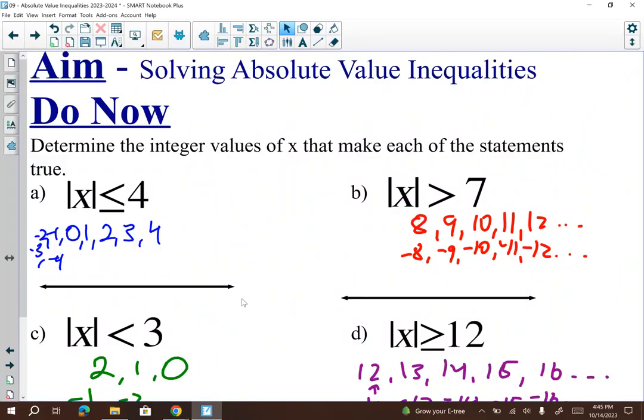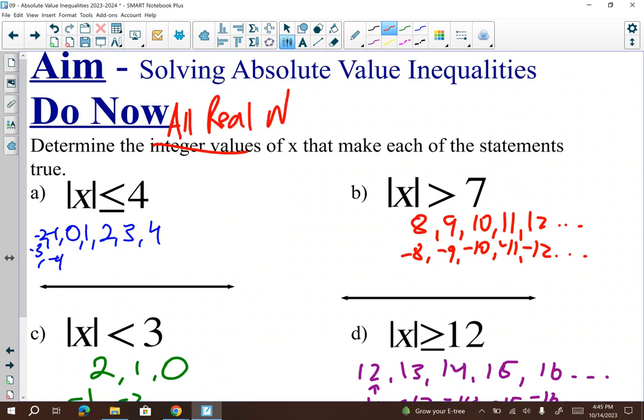Now let's continue our conversation with the do now, but let's change it just a little bit. Rather than just thinking about all the integer values that make the statement true, let's talk about all numbers, or all real numbers, that make the statement true. So talking about decimals, fractions, and so on. And let's work on modeling that on our number line. So how can we model all the numbers, not just the integers, that work for the absolute value of x is less than or equal to 4?